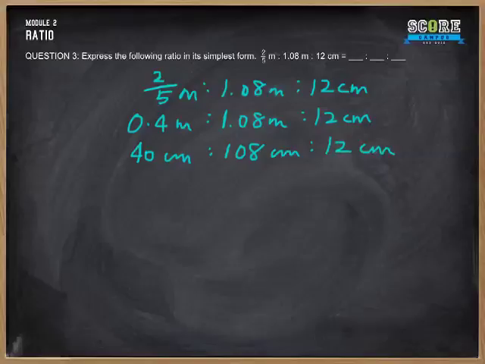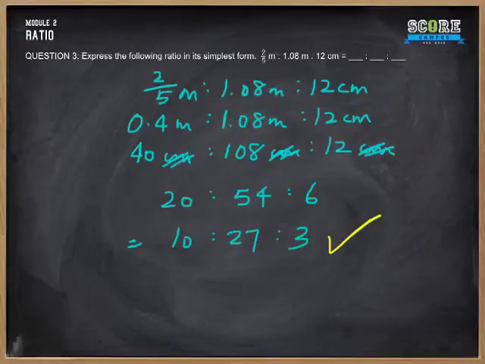At this stage, to simplify further, you can get rid of all the centimeters and just play with the numbers. Let's first of all divide it by 2. When you divide it by 2, you get 20 is to 54 is to 6. Now let's divide everything by 2 again, and then you get 10 is to 27 is to 3. Can you simplify it any further? No, so that becomes your final answer. So that's your ratio.